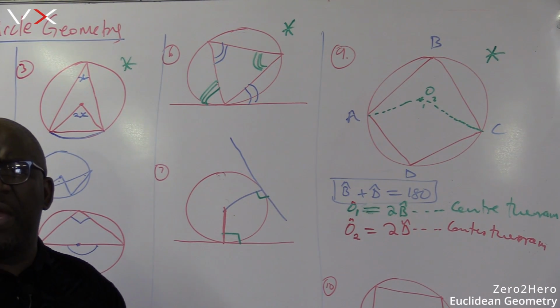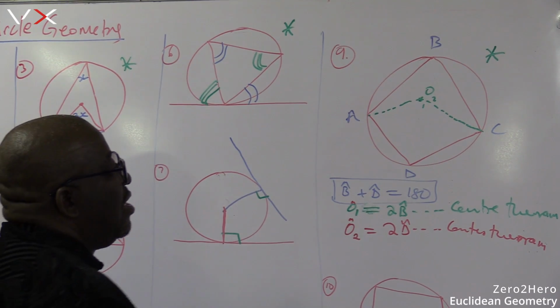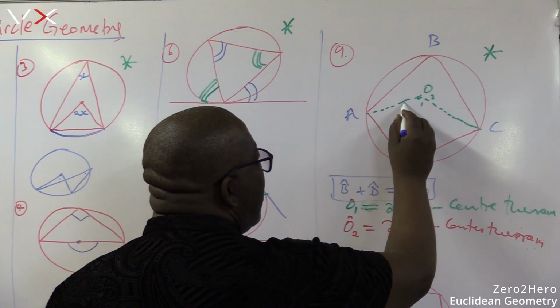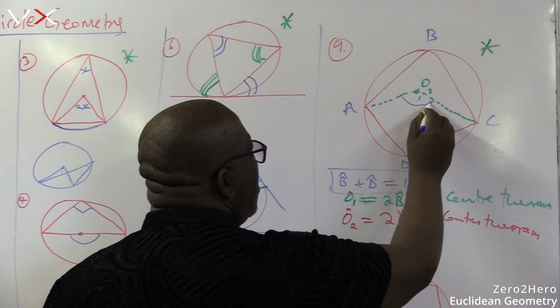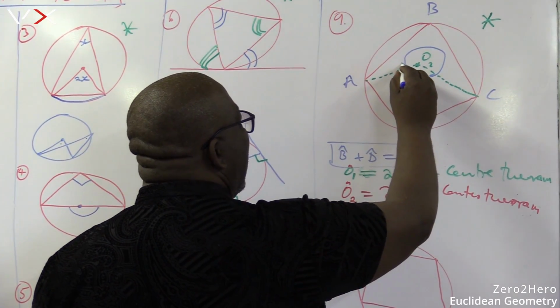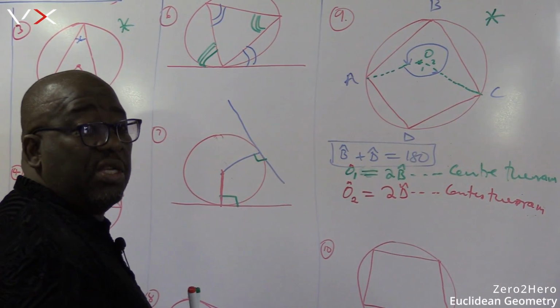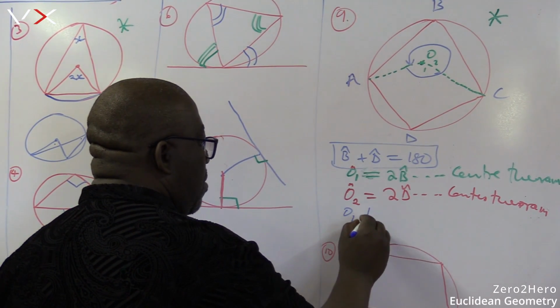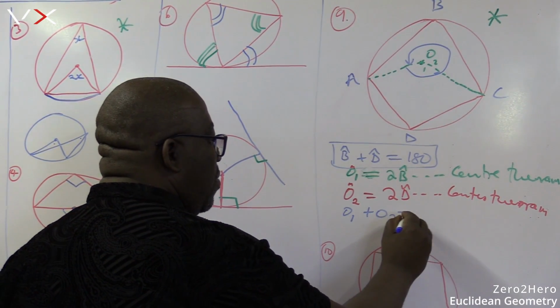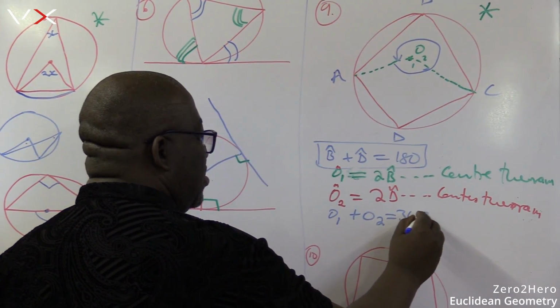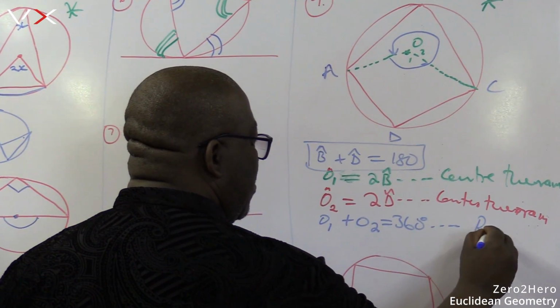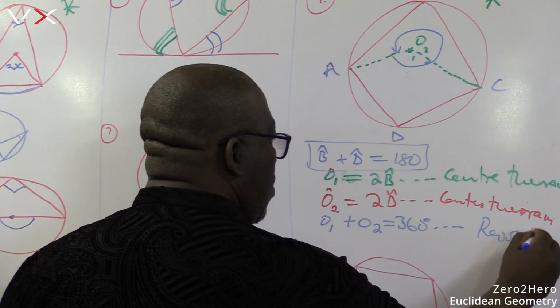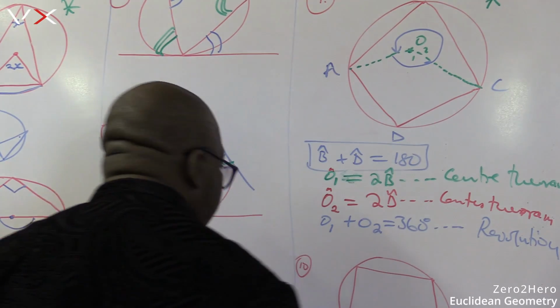But we've learned the types of angles. We know that, look here, this angle O1, this one, plus that angle. What do we get there? Revolution, 360. We know that angle O1 plus angle O2 will be equals to 360 degrees. That's our grade 8 revolution. Let me remove this quickly.